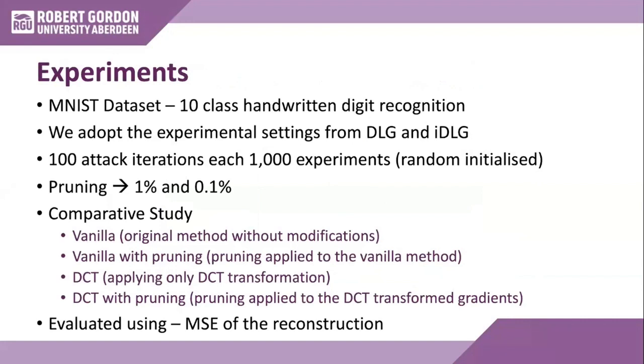For that, we have 4 configurations. First one is the vanilla without any modifications. Then we have vanilla with pruning, which is just pruning on top of DLG and iDLG. Then we have applying DCT only, which is the transformation step. Our 4th configuration is DCT with pruning, so this is PFGD. And we have evaluated our method using the mean squared error of the reconstruction.